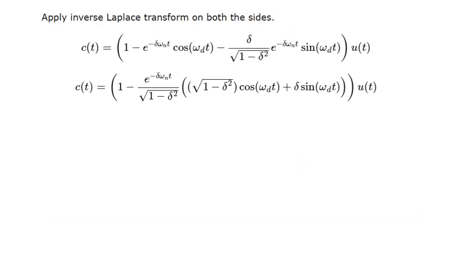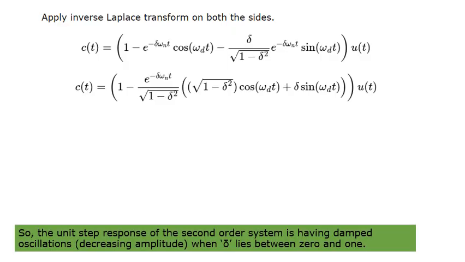Now, I apply inverse Laplace. Now it becomes easy for me to apply inverse Laplace. On applying inverse Laplace, my expression is obtained to be 1 minus e power minus zeta omega nt cos omega dt minus zeta divided by square root of 1 minus zeta squared e power minus zeta omega nt sin omega dt into u of t. I try to again simplify this expression.